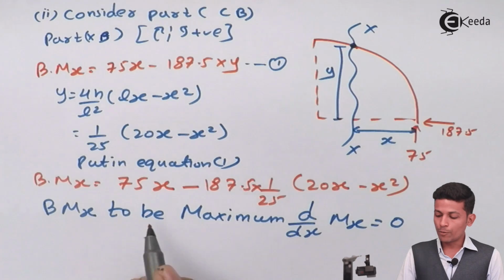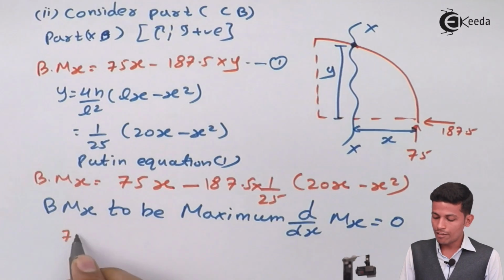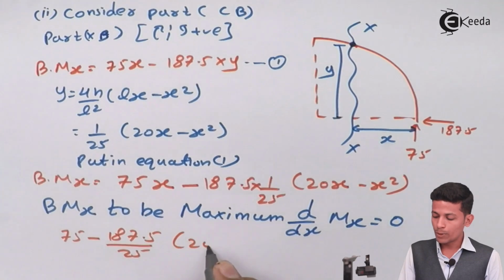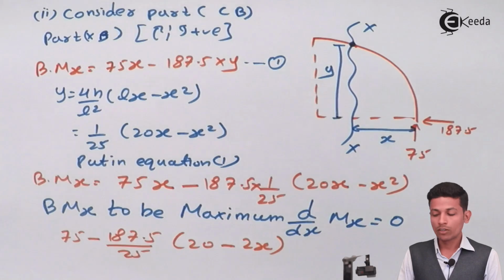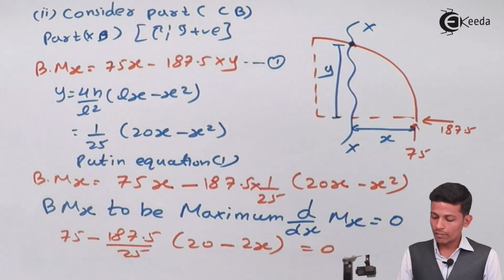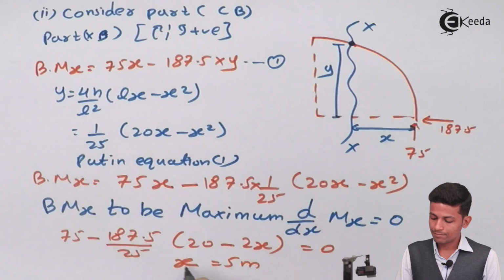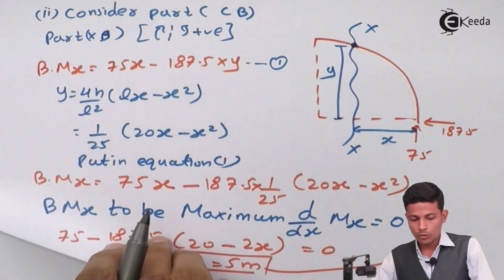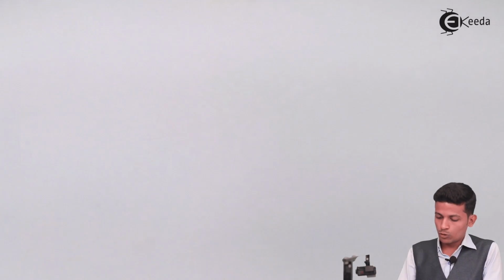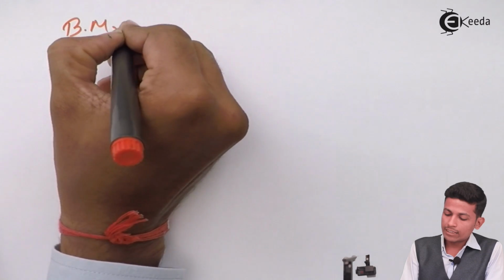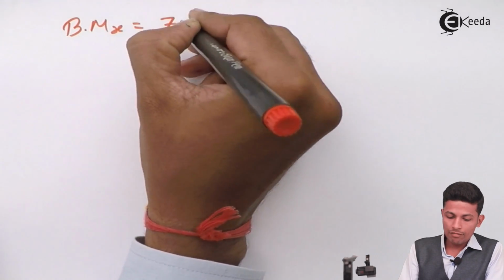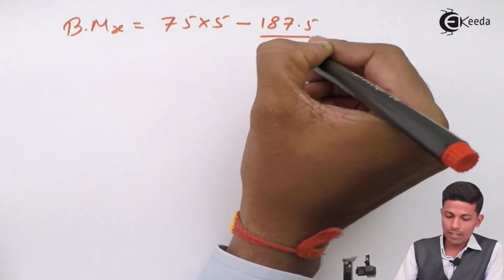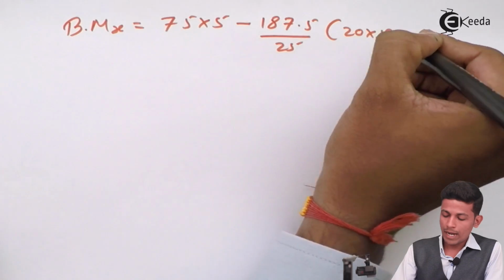Now see, we have to differentiate this part. So 75 minus 187.5 upon 25 as it is, into 20 minus 2x is equal to 0. Now we get the value of x as 5 meter. Now put the value of 5 in this equation and you get the value. So bending moment at x equal to 75 into 5 minus 187.5 upon 25 into 20 into 5 minus 5 the whole square.